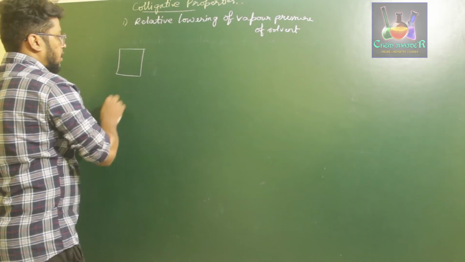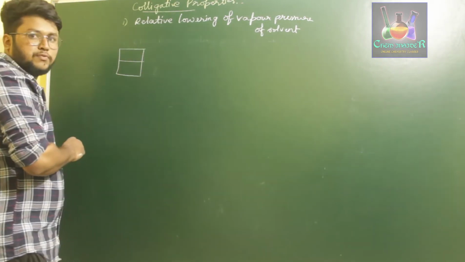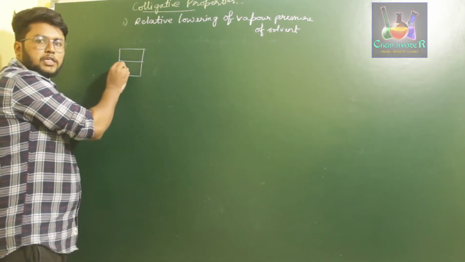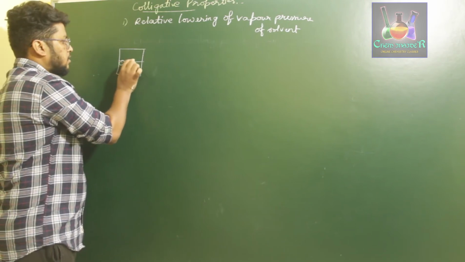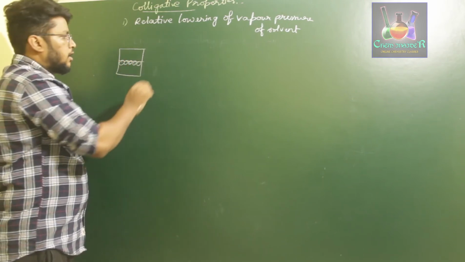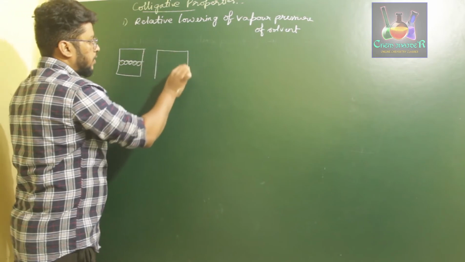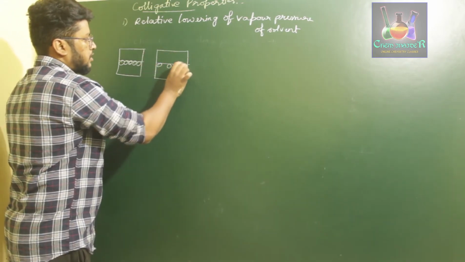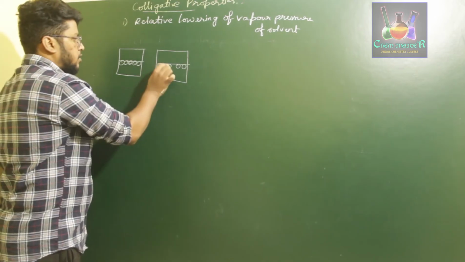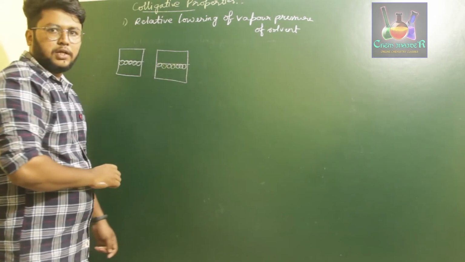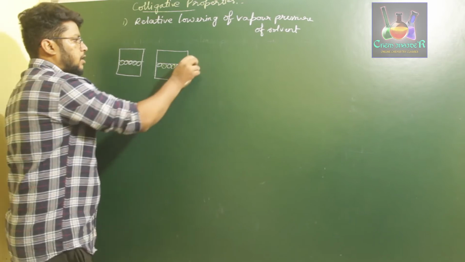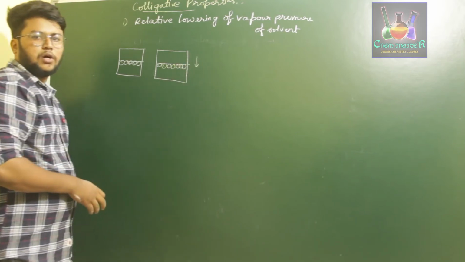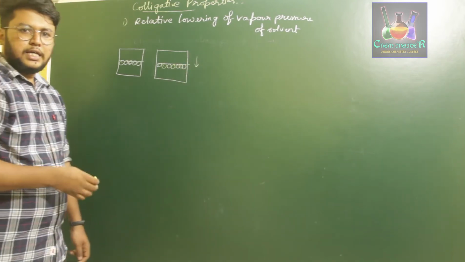That is what we have observed in the previous videos. If this is a closed container and this is the surface of the solvent, the number of particles present over here will be at a certain rate. And if you consider the same solvent in a solution, the number of particles present at the surface is reduced by the solute particles, right? So clearly we observe that the vapor pressure of that particular solution decreases.